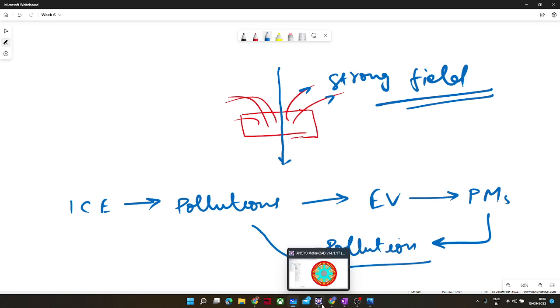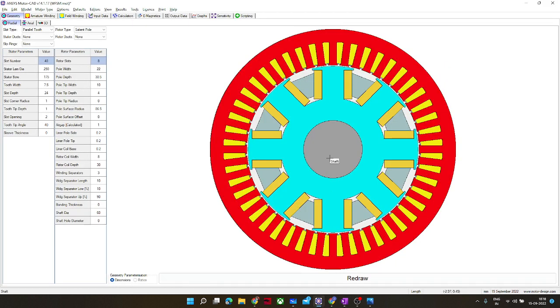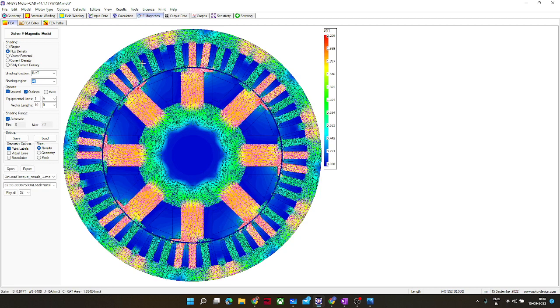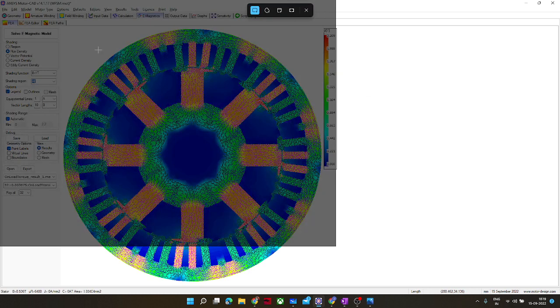I got distracted from the topic. So I was discussing this motor. Let me show you some flux path. So this is how flux flows in the motor. I hope you are able to visualize it, how fluxes are flowing. Let me take a snap of this so that I can explain.